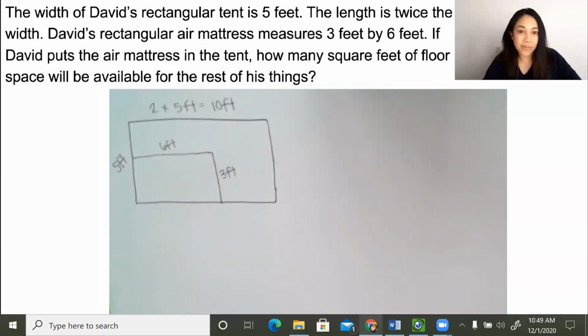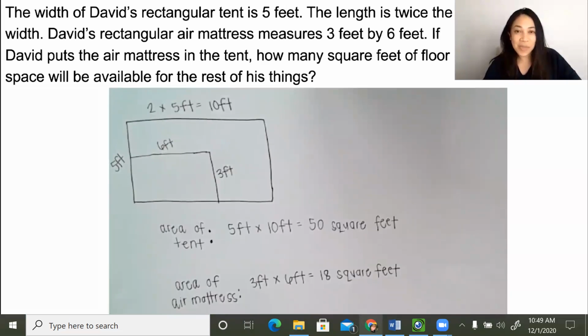Let's do this now. I'd like you to go ahead and pause the video again to determine the area of the tent as well as the area of the air mattress. I'll be here when you get back so we can compare our work. Go ahead and take a moment to compare your work with mine. What is the area of the tent? 50 square feet. And what is the area of the air mattress? 18 square feet.